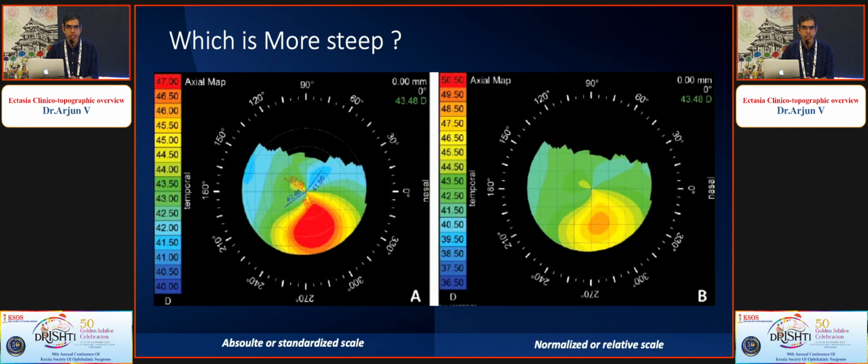The first one is an absolute scale, where every time the keratometric power has the same color convention, but the next is the relative one. In the relative one, the machine determines the lowest power of the eye and the highest power of the eye, and then redesigns the map. So with absolute, it is easier to compare between visits and compare between eyes, when the color coding is always the same.